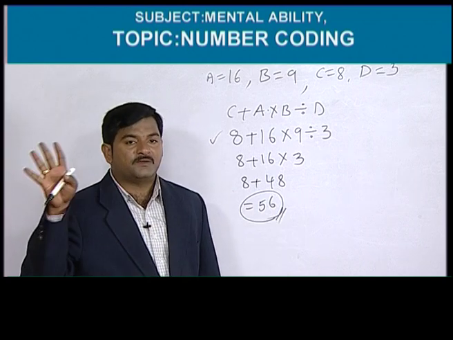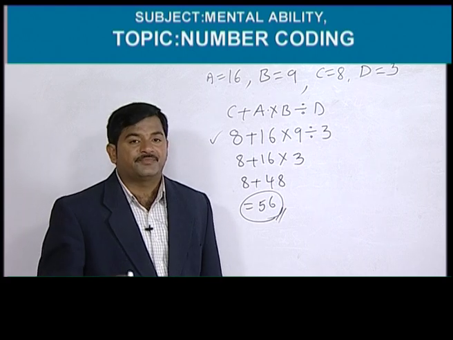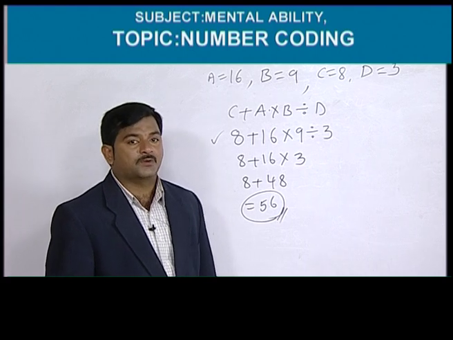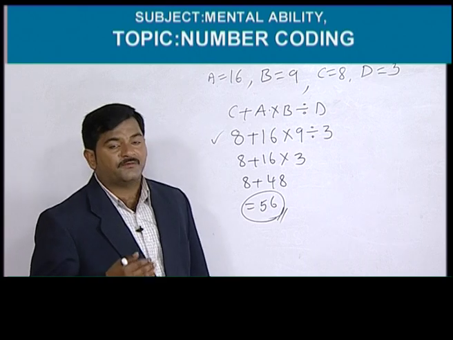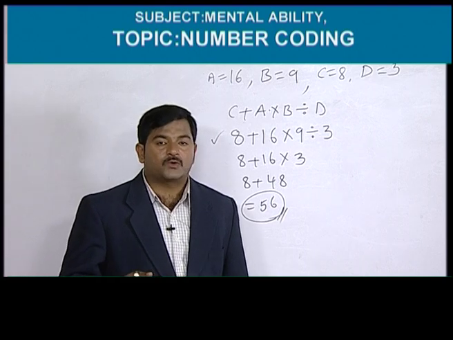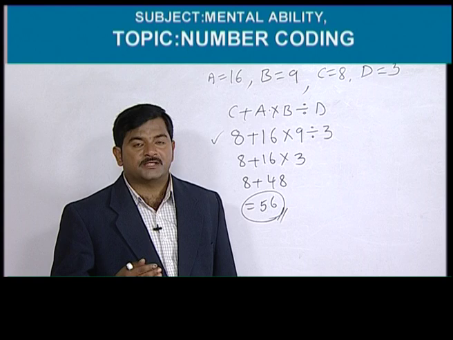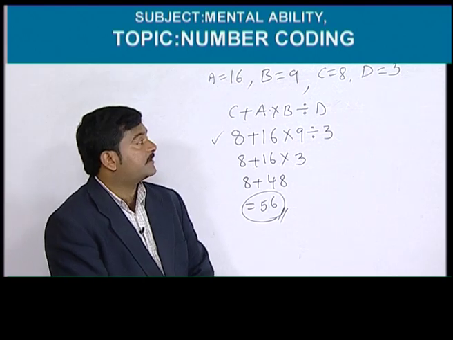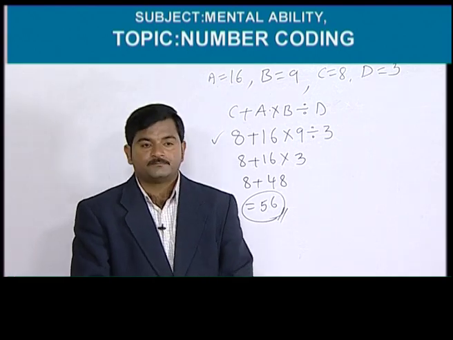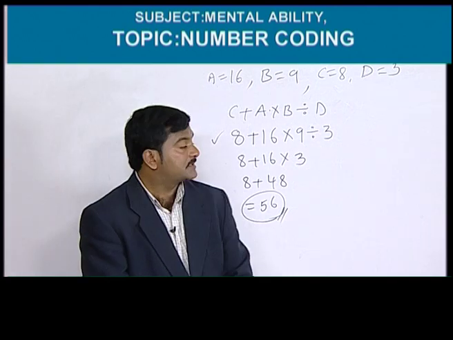The remaining models we will focus on in the next session, that is mathematical operations. So as of now we have finished three models in coding decoding. The first one is letter coding, the second one is number coding, and finally the third one is mathematical coding.